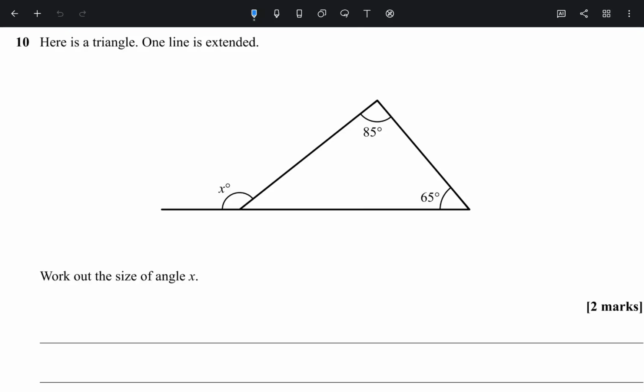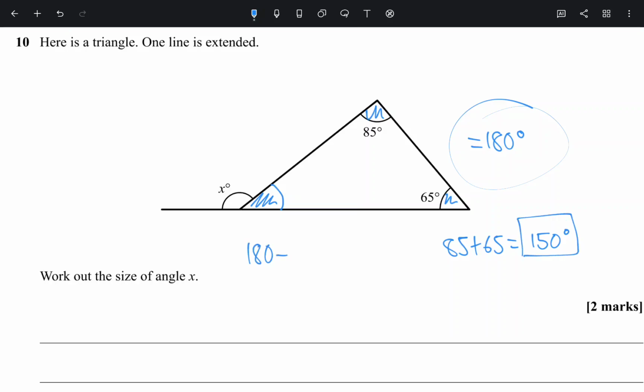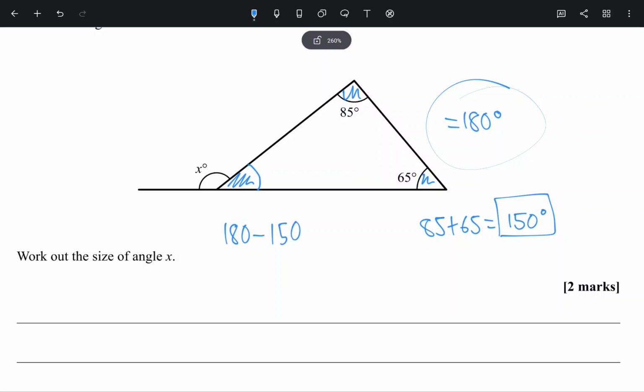So we know angles in a triangle add up to 180 degrees. If this is 85 and this is 65, you do 85 add 65, which gives us 150 degrees. We need to work out this angle here. To find this missing angle, we know angles in a triangle equal 180. So all you do, 180 take away this number, 150, which is 30 degrees. So this angle here is 30 degrees, but we need to find x.